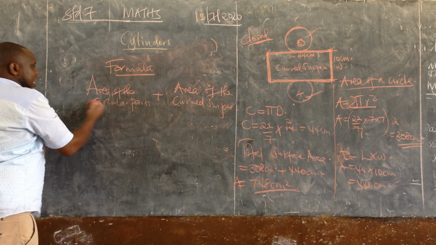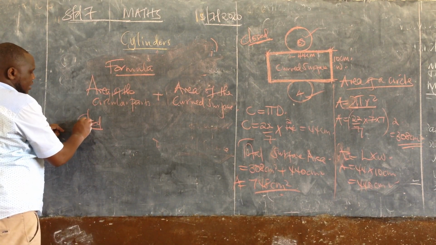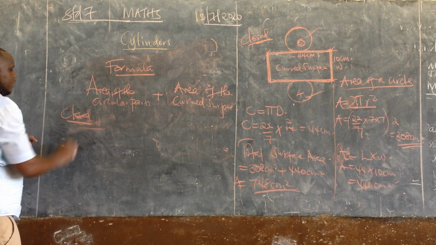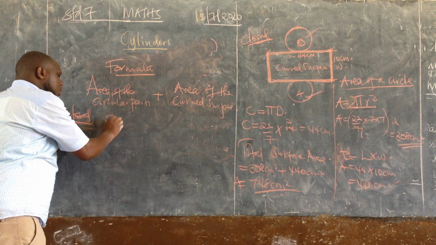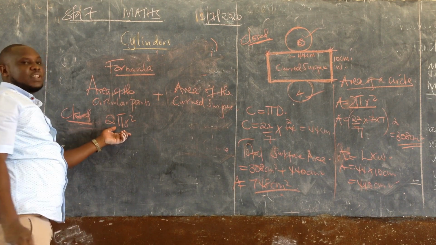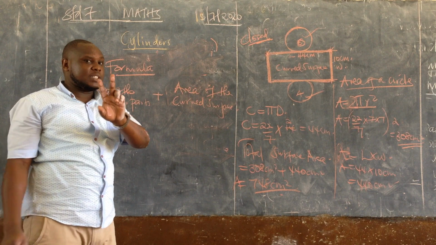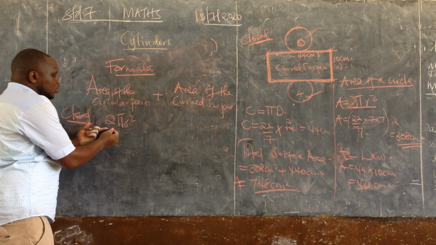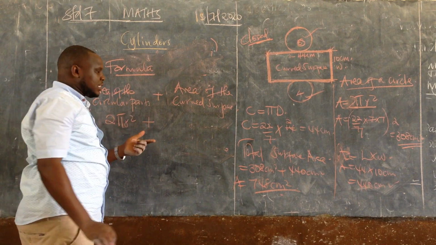So a closed cylinder is going to have this formula. If the cylinder is closed, it's going to give you this formula. The area of two circular parts, that's how we got the area of the two circular parts, because if it's closed, it has two circular parts. So you must calculate the area of those two circular parts, plus the area of the curved surface.